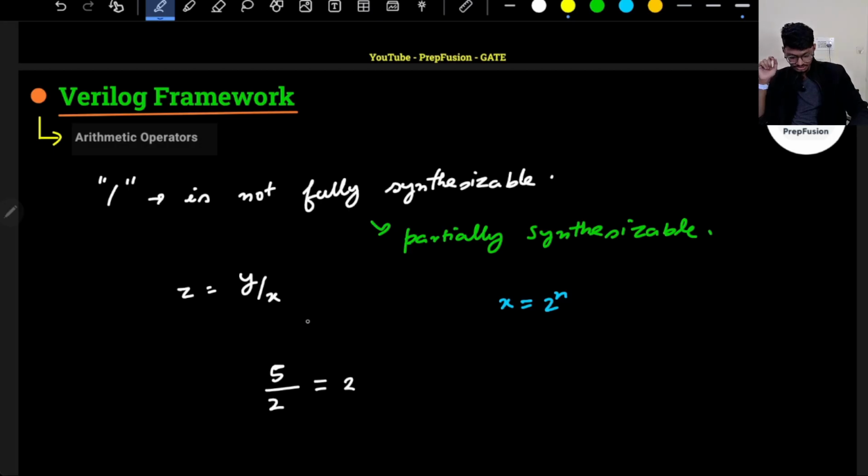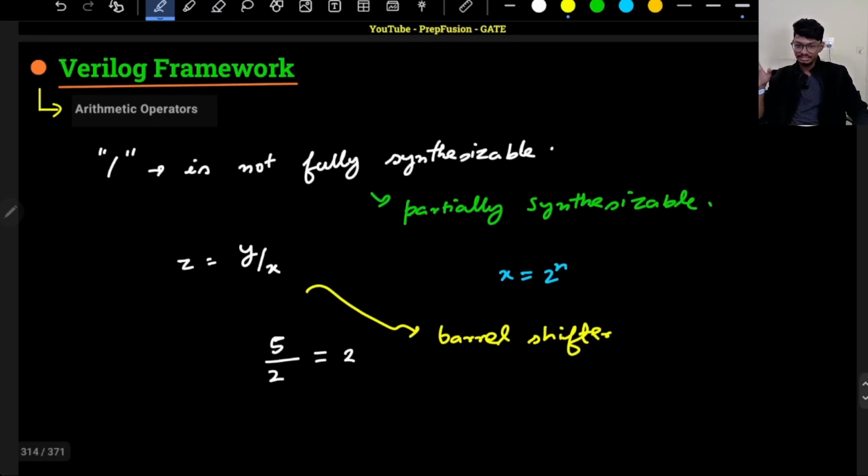So how do I perform this in Verilog? In Verilog we have a thing named barrel shifter, which we will code later on. Don't worry about it for now. What this barrel shifter does is, if I have a number like 5, what is this 5? 5 is basically 0 1 0 1. So this is 5, right?